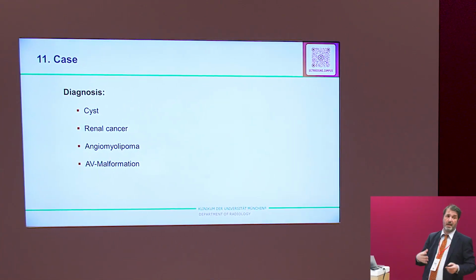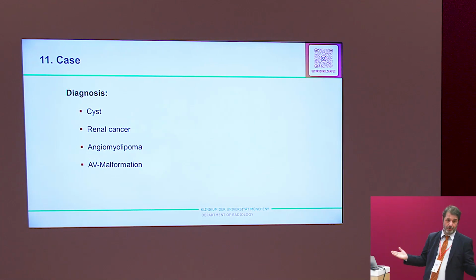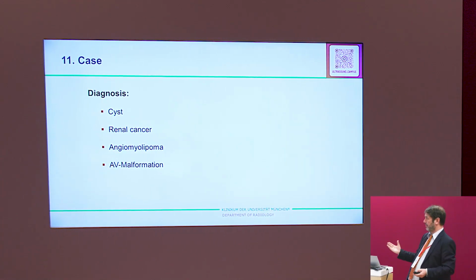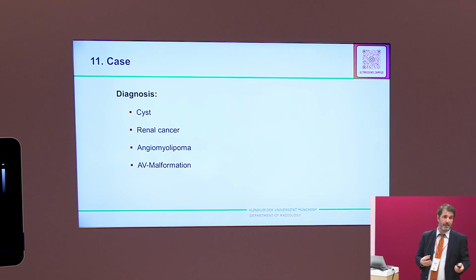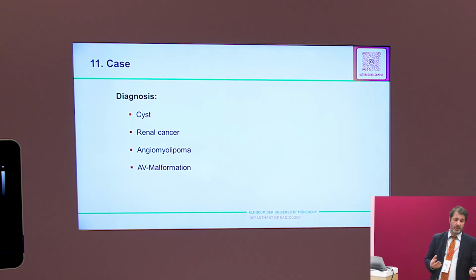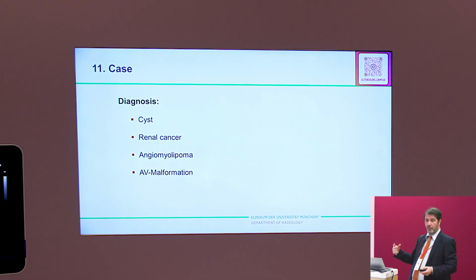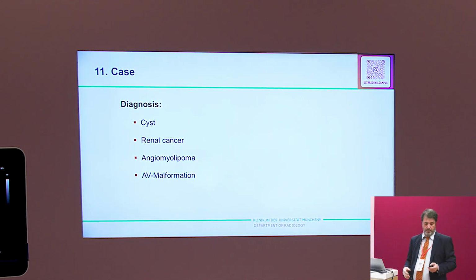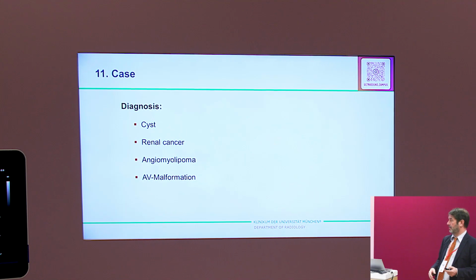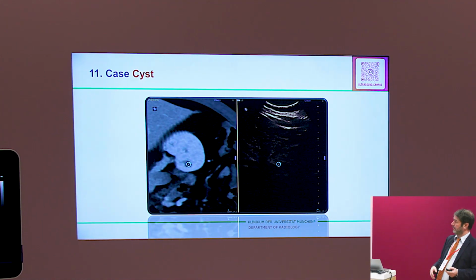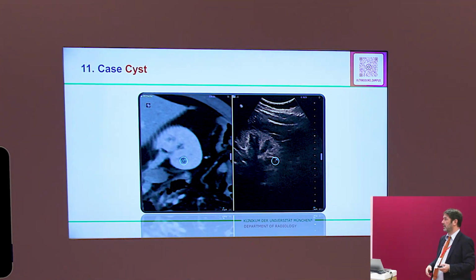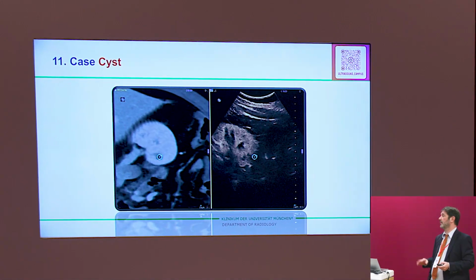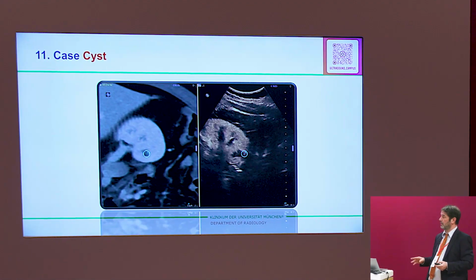Renal cell cancer has blood supply, so it could not be. Angiomyolipoma, a benign lesion, will also have blood supply. An AV malformation also has blood supply. The best answer, of course, will be cyst. And you see, this is a small, tiny kidney cyst. No cancer, no need for treatment.